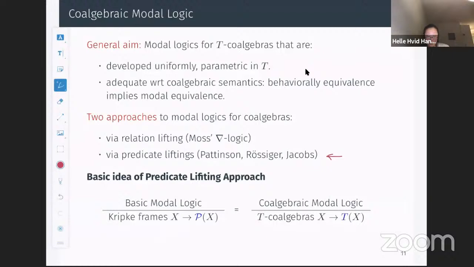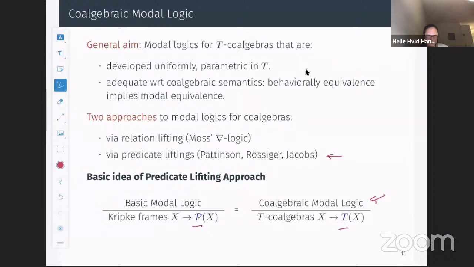But the basic idea of the predicate lifting approach is that, as a slogan, you can say that coalgebraic modal logic is to T coalgebras what basic modal logic is to Kripke frames. So what happens if you replace this P with some arbitrary functor T? What kind of logic can you develop up here? And which kind of results can you then prove already at this level of generality?